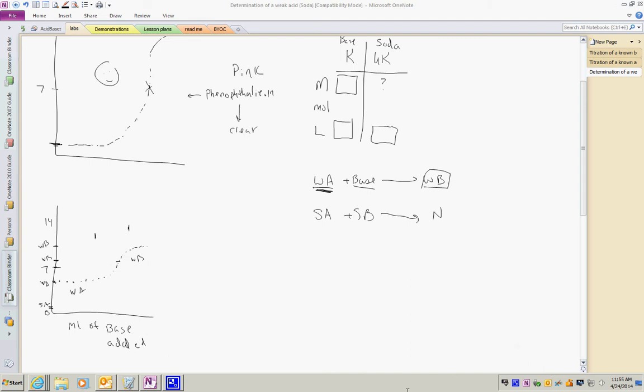So we will be recording down the volume of base, right here, okay, as we record our base. This volume right here is very important. I usually look at the corner here and the corner here and try to find the midpoint between these two points, and I consider that to be my absolute equivalence point. That comes down, that's my volume of base added. That is going to go right here.